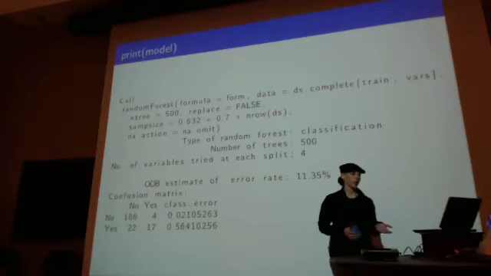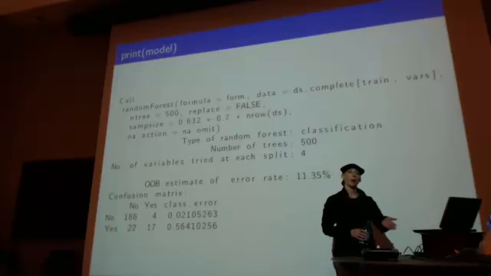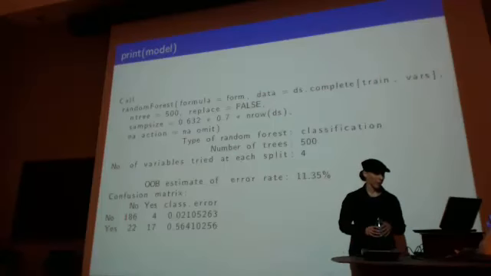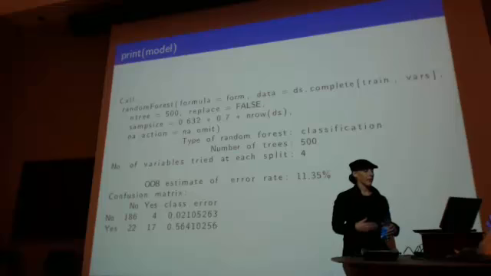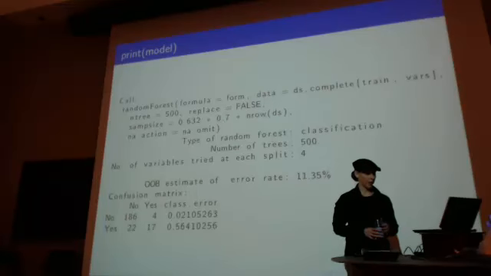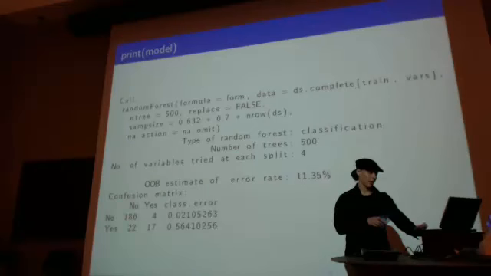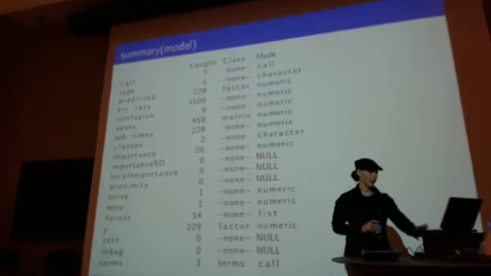So this is your random forest. This is what it looks like when you call print model. This is what it tells you, and it kind of just repeats your function call to you. Tells you your trees. The number of variables tried at each split is 4. Our error rate, which isn't the resubstitution error rate.